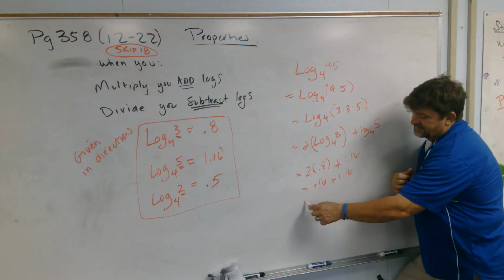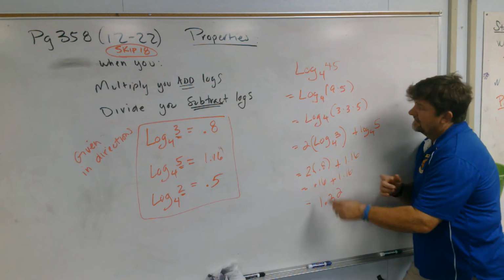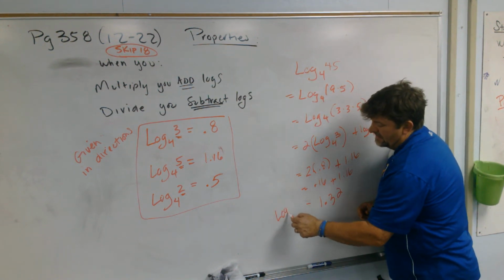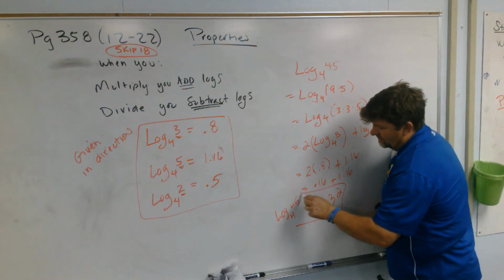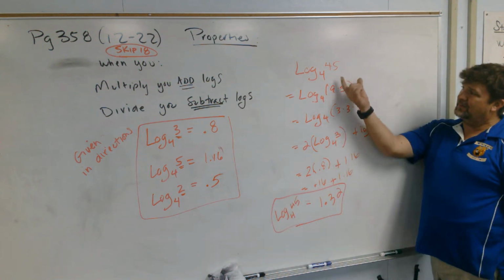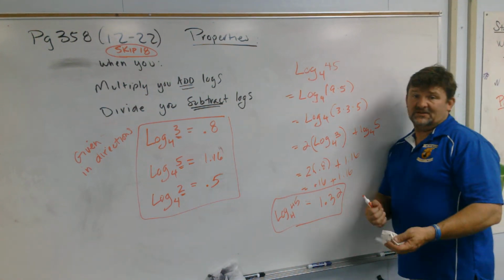Now I've got an answer of 1.32. Log base 4 of 45 is equal to 1.32. So we're just really breaking up that first set of numbers. There's one more little trick that they like to throw at you.